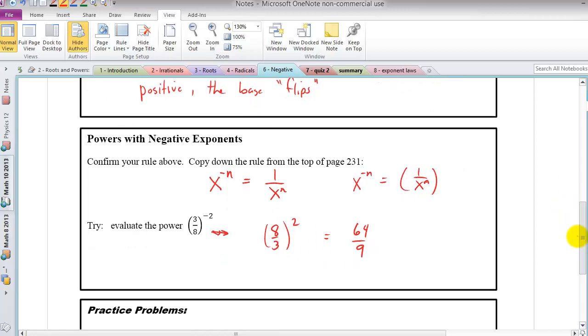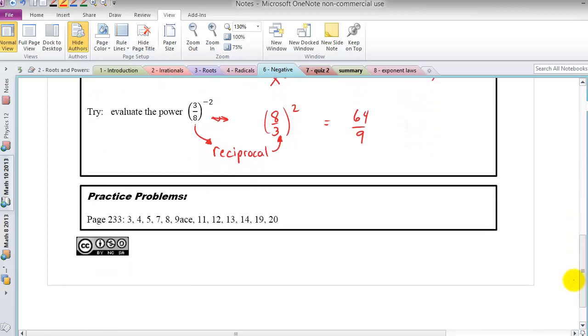Now I've been using the words flip the base. What it really is, we're taking the reciprocal of the base. This is actually a reciprocal. And that's it. That's all it is working with negative exponents. I have some practice questions there for you to try.